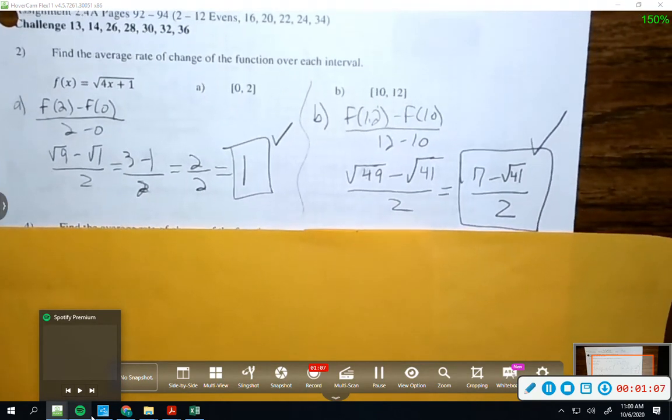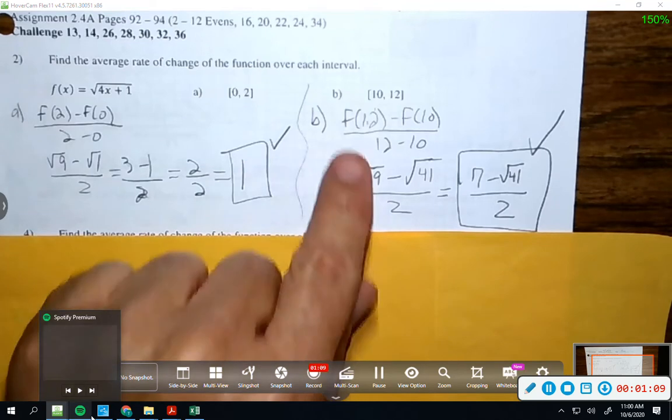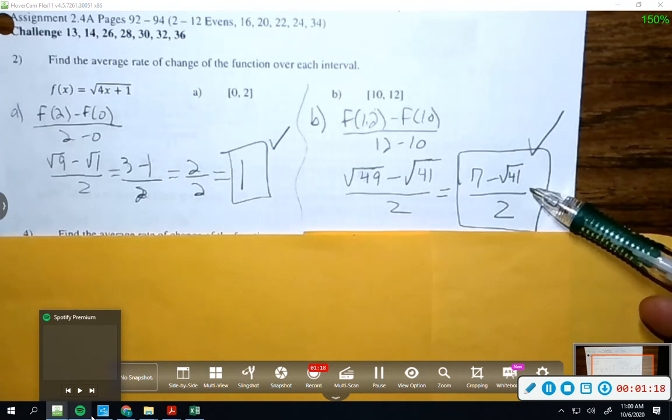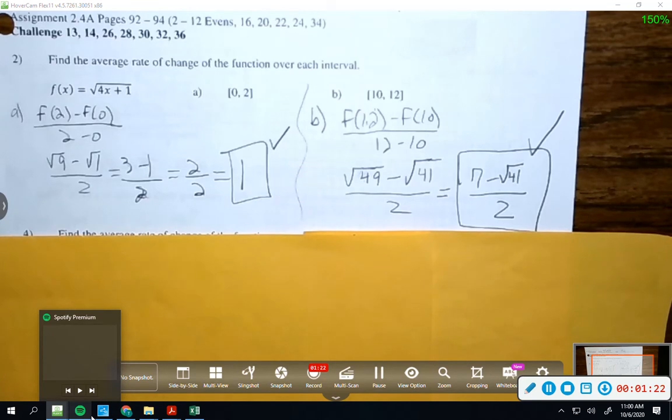So for b, it's the same idea. Part b, f of b minus f of a all over b minus a. So the square root of 49 is 7, but the square root of 41, we just have to leave it as the square root of 41. This is all over 2. 12 minus 10 is 2.